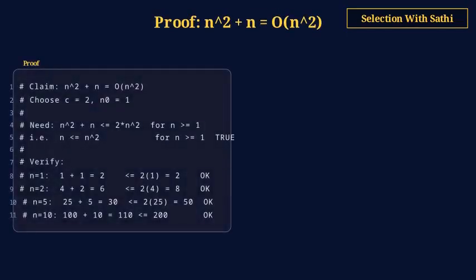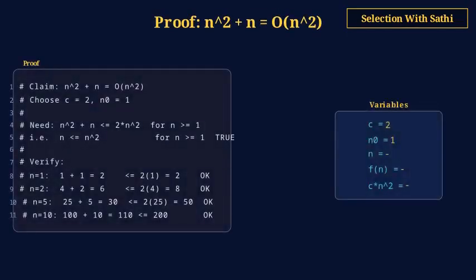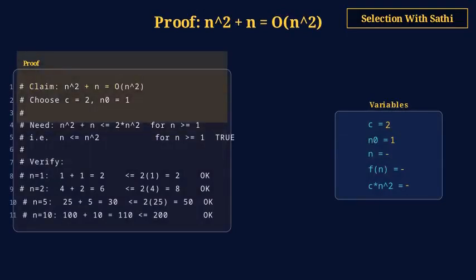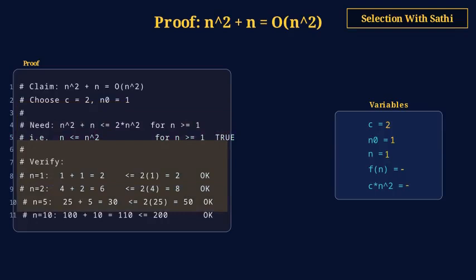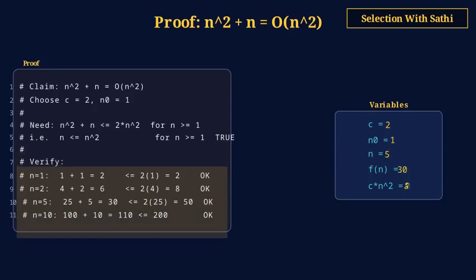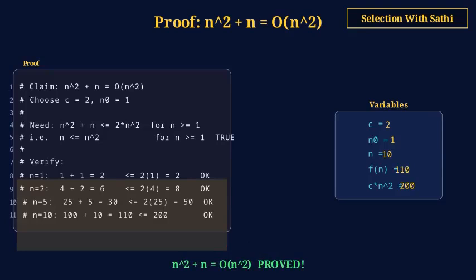Next, let's prove n squared plus n is big O of n squared. We need n squared plus n to be at most c times n squared. Choose c equals 2 and n0 equals 1. The inequality becomes n squared plus n less than or equal to 2n squared. Subtract n squared from both sides, n less than or equal to n squared. That simplifies to 1 less than or equal to n, which is true for all n greater than or equal to 1. So the inequality holds for every n from 1 onwards.